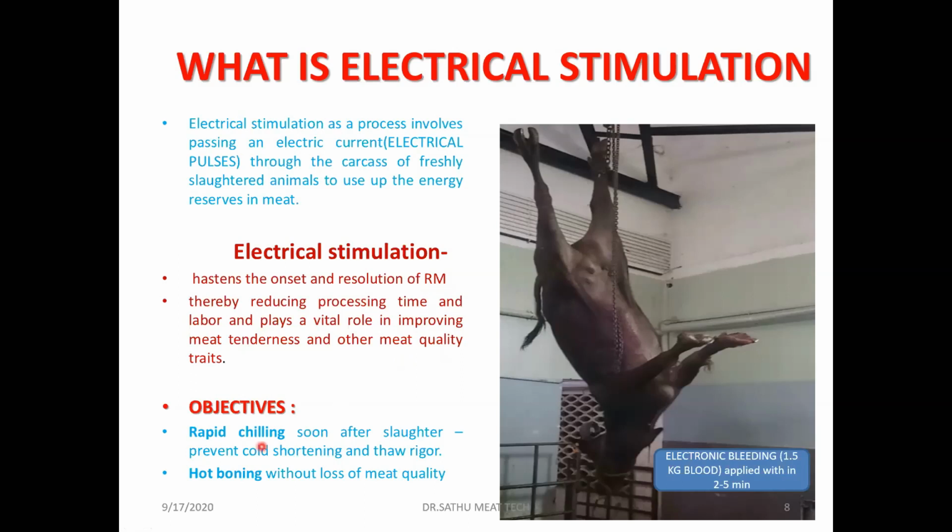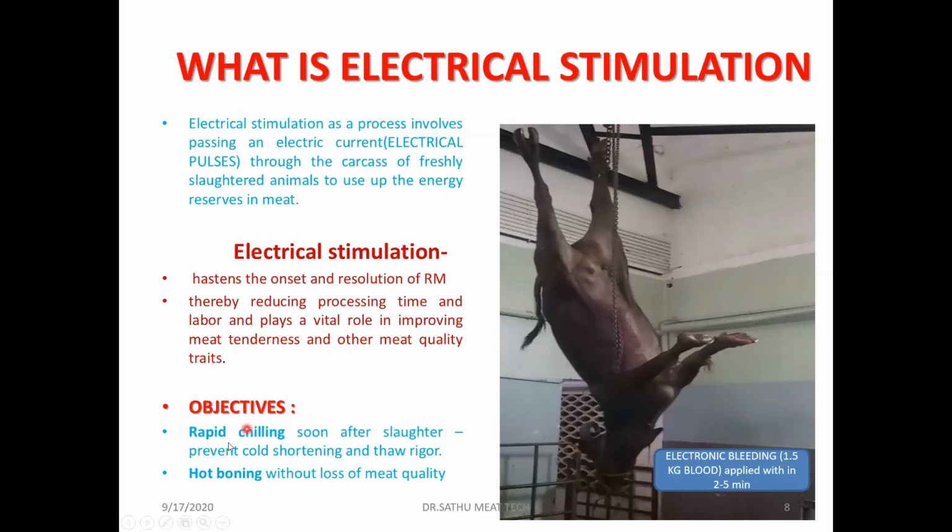Another objective is rapid chilling. You know that we have to reduce the temperature as quickly as possible so as to prevent microbial load or microbial multiplication. So we have to rapidly chill it. But when you rapidly chill it, what happens? It leads to cold shortening or thaw rigor. Here the pH will be reduced very rapidly by using electrical stimulation, and that will help in rapid chilling. After the pH of 6, cold shortening or thaw rigor will not take place because there is no sufficient ATP.